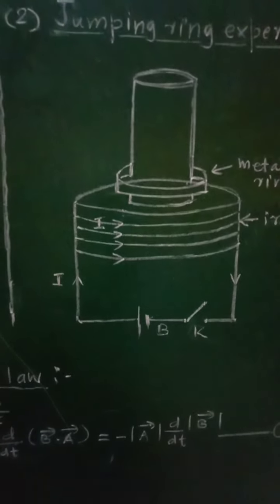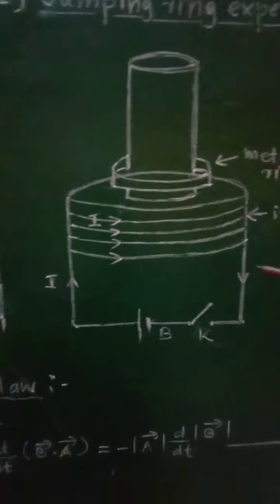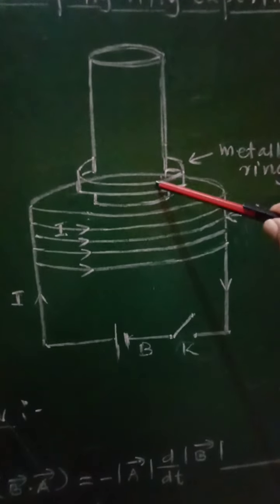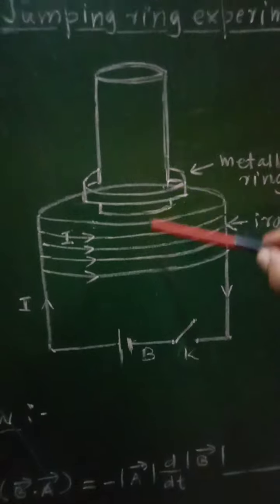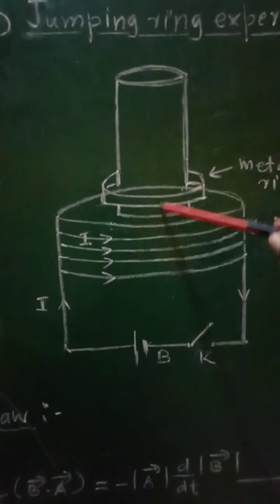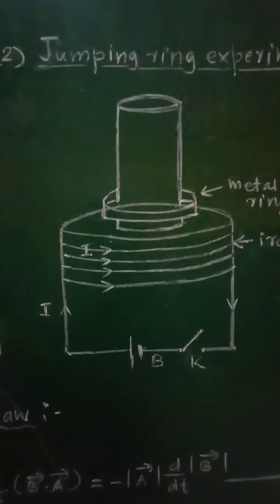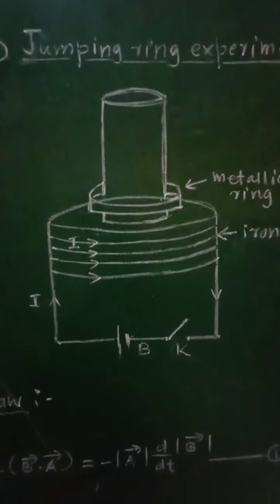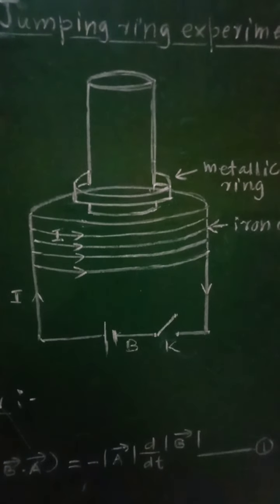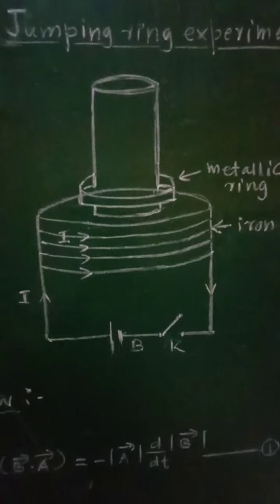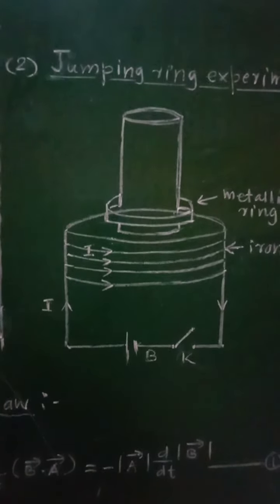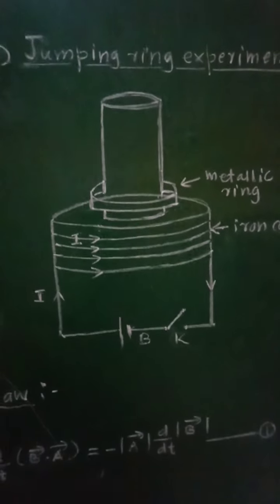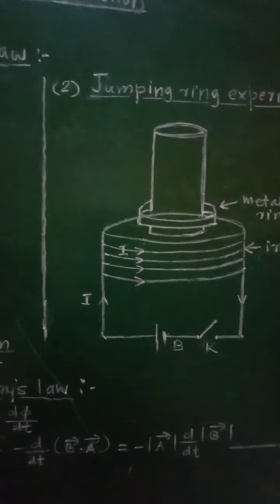So as soon as the current is set up in that iron core, at that time this metallic ring will jump. It will travel in the vertical direction up to a few meters, and therefore, due to the breaking and making of that circuit, there will be jumping of that metallic ring. So this experiment will be the jumping ring experiment.